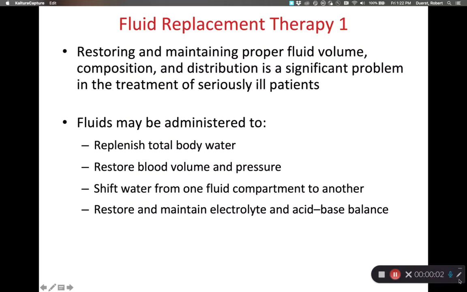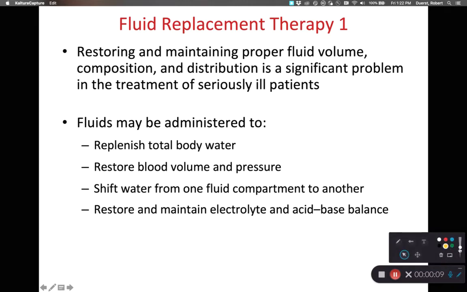Hi class, in this final recording for this chapter we're going to focus on fluid replacement therapy and the implications of. As we look at fluid replacement therapy, it's how we restore the amount of fluid in our bodies and maintain the proper osmotic potential of different fluid cavities within our bodies. So we need to have the right fluid volumes, composition of the ions, and distribution of those ions, or we could have some big problems in our bodies.